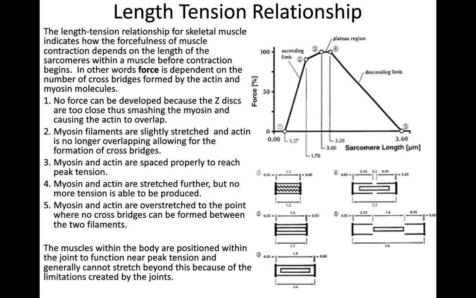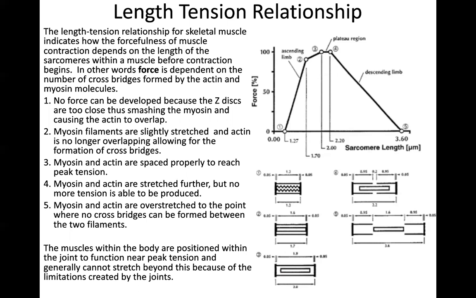This is where we get to talk about some different things related to muscles and how they work. We're going to talk a lot about force that muscles can produce, or how strong a muscle contracts. The word tension, you'll see several times, is the same thing as force. So the length-tension relationship, you could say length-force relationship, states that for skeletal muscle, the forcefulness of muscle contraction depends on the length of the sarcomeres within a muscle before the contraction actually begins.